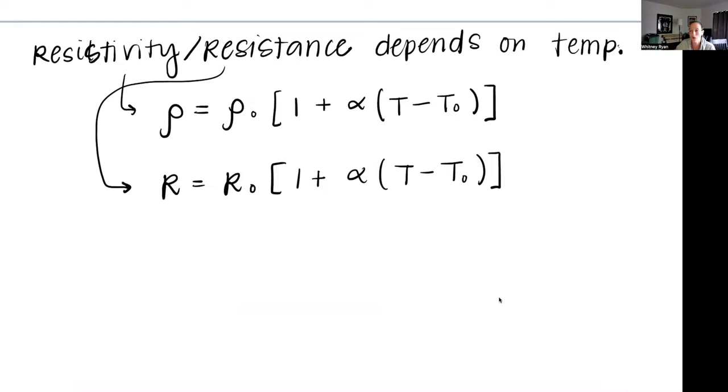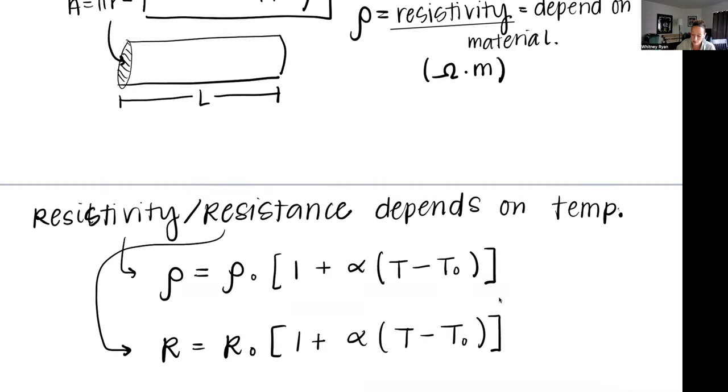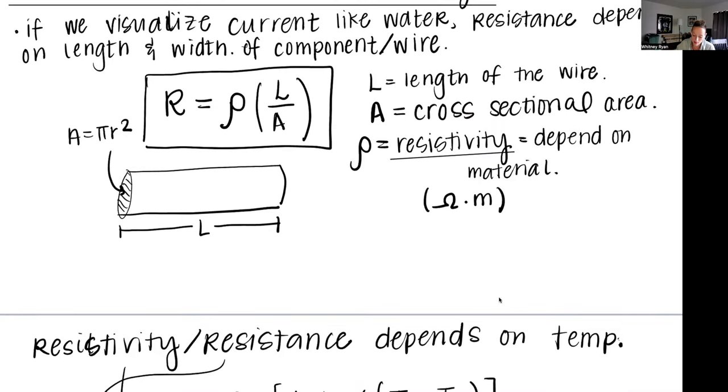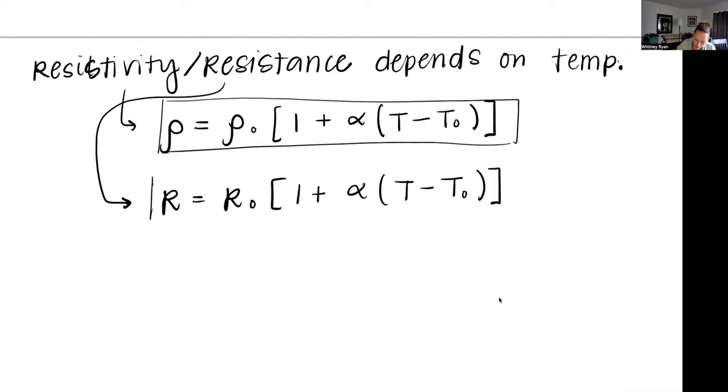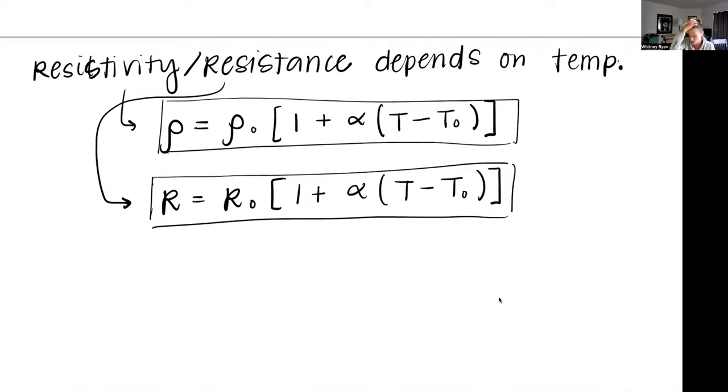Now, they're the same equation. If I took the first equation and plugged in the equation that I already gave you up here in terms of rho, then you get the second equation. So they're the same equation, just put in terms of whatever you need, as far as resistivity or resistance. Resistivity, remember, is ohms times meters, and resistance is just ohms.